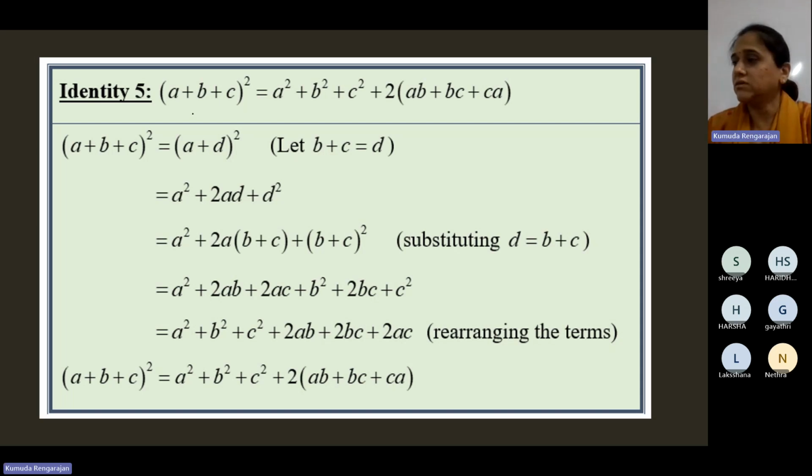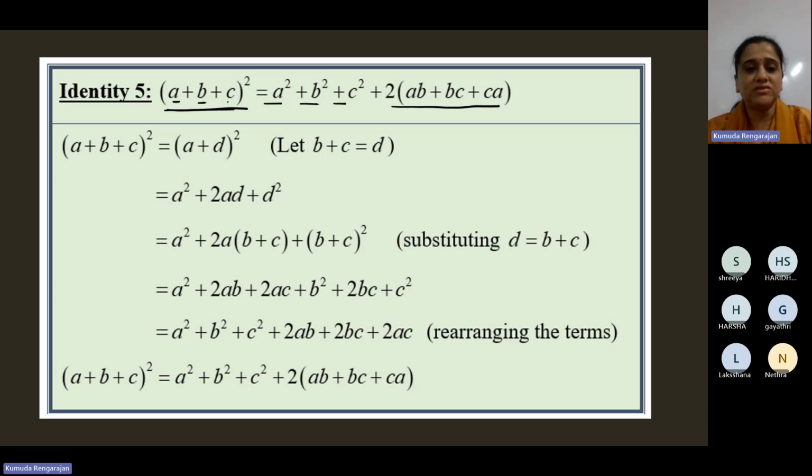So from here, the identities are new to you. 1 to 4, you've seen them in standard 8. From now, you will be seeing some new identities of 9th standard. So a plus b plus c the whole square is equal to a squared plus b squared plus c squared plus 2 of ab plus bc plus ca.